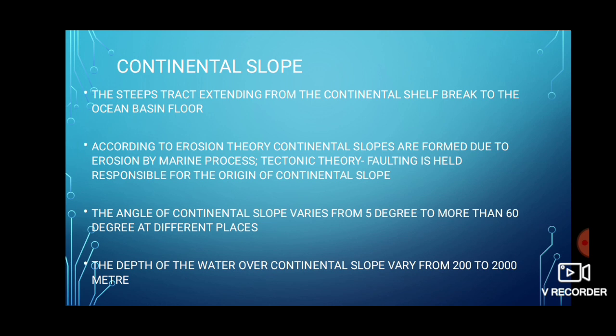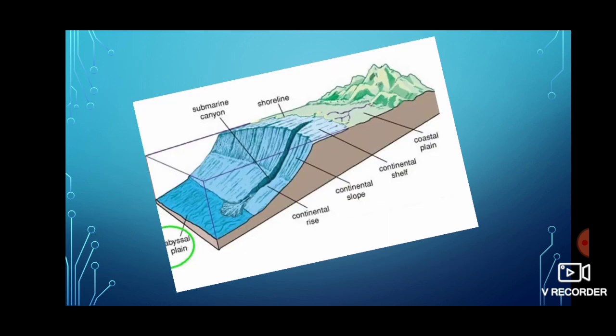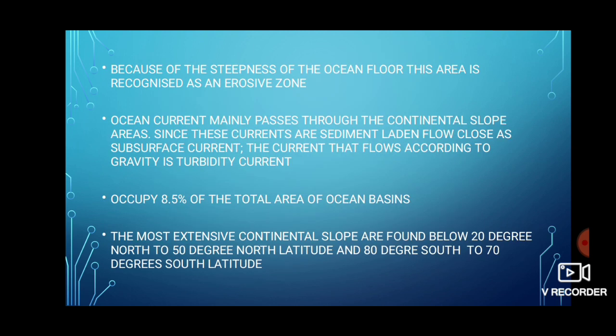The angle of the continental slope always varies from 5 degree to more than 60 degree at many places. The depth of the continental slope also varies from one place to another. It may vary from 200 meter to 2000 meter. Because of the steepness of ocean floor in this area, it is a highly erosive zone. As a result, ocean current always passes through the continental slope area. So remember, it is through the continental slope area that our ocean current almost passes.